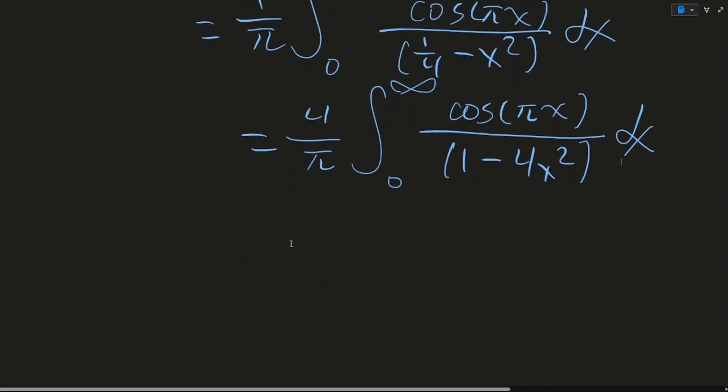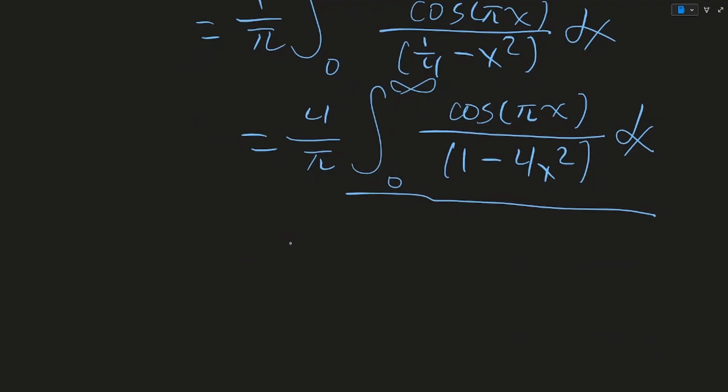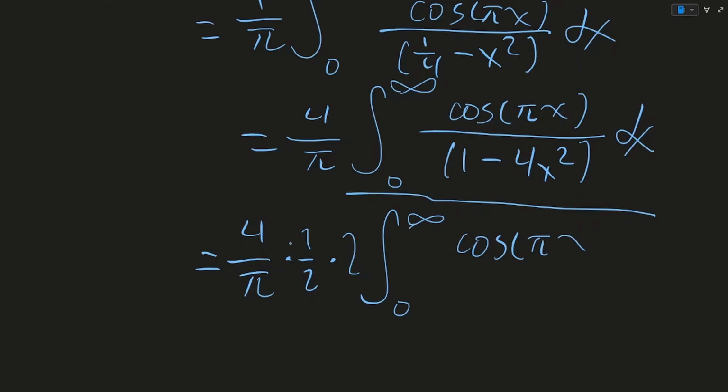And now I'd like to make use of this even function's integration property and say that 4 over pi times 1/2 times 2, and this is correct because this is technically multiplying by 1, 2 times the integral from 0 to infinity of our integral. Since our function is even, meaning that if we plug in any negative value, we get the same value that we would as if we were plugging in a positive x value.